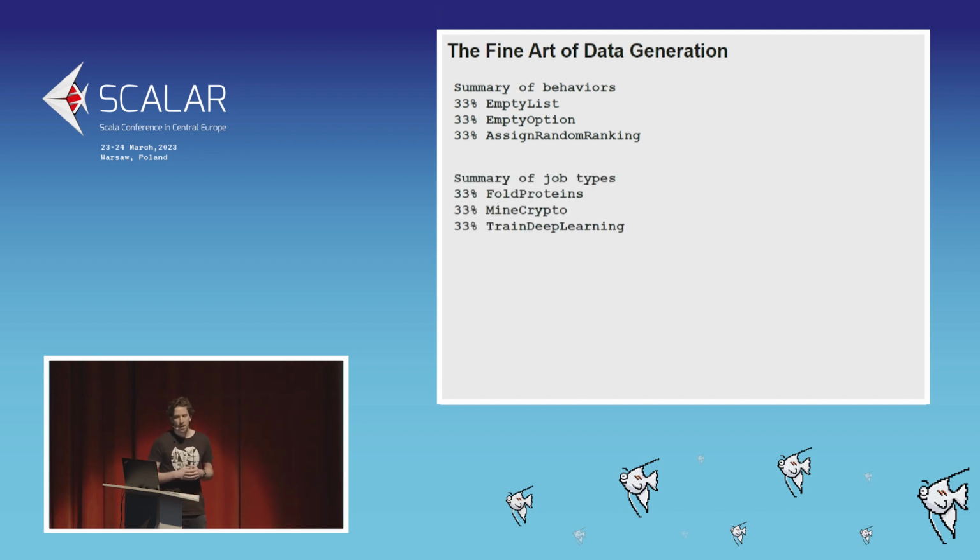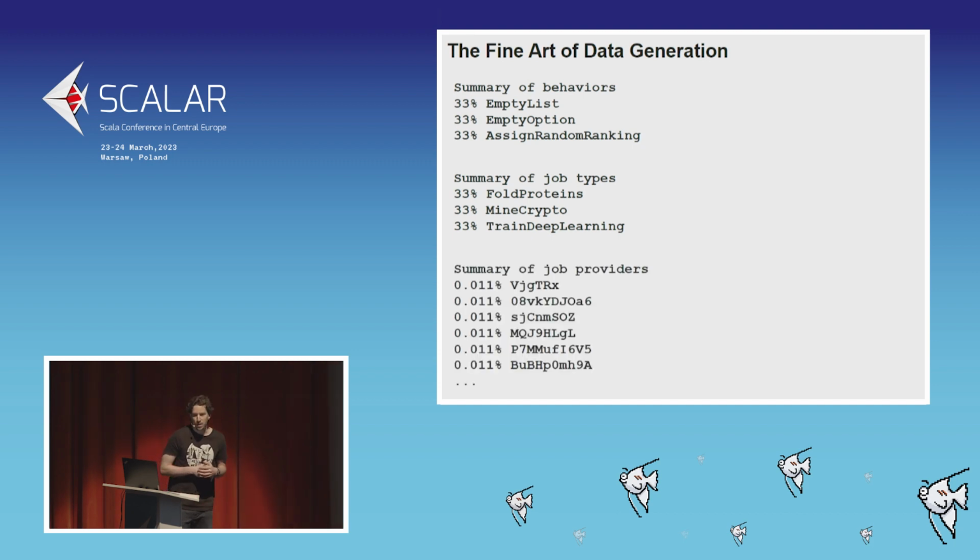Same goes for the types of jobs that we're generating. Again, uniform distribution, and again, no reason to think that we should skew that somewhere. But then we have the providers that we're generating. And that's just a mess. We just have many random strings with very small probability. That's not realistic at all.